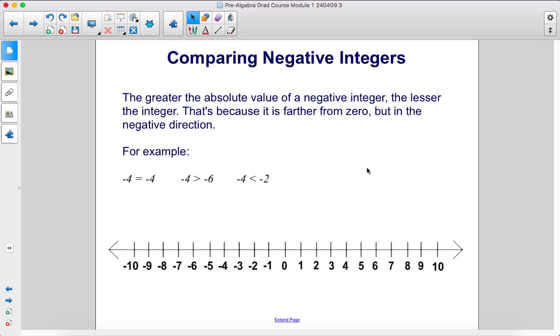The greater the absolute value of a negative integer, the lesser the integer. That's because it's farther from 0, but in the negative direction. So -4 is equal to -4. However, -4 is greater than -6. See how -4 is to the right on the number line? That means it's a bigger number than -6. And -2 is even larger, so -2 is greater than -4.